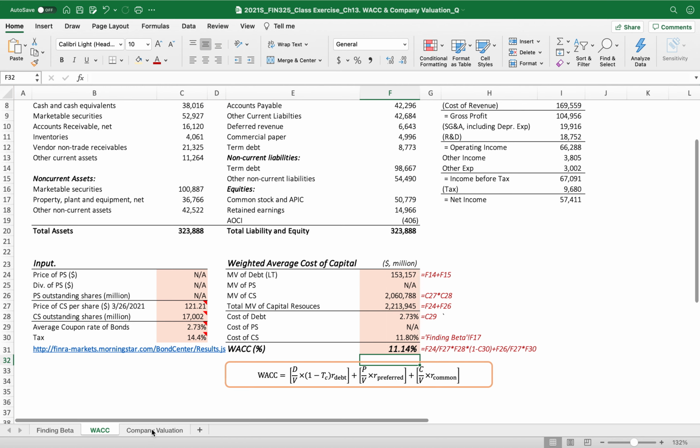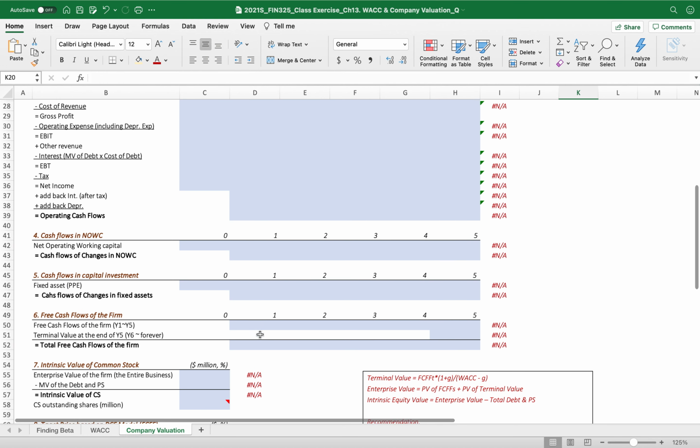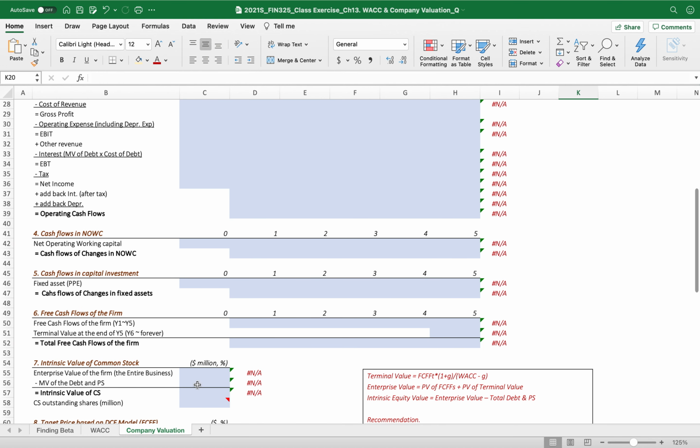We are going to use this WACC in the discount calculation here. Once we get the free cash flows of the firm for year 1 to year 5, and then from year 6 to forever, we'll discount the total free cash flows of the firm using this WACC into the calculation of the present value, the intrinsic value of the enterprise value and the intrinsic value of the common stock.